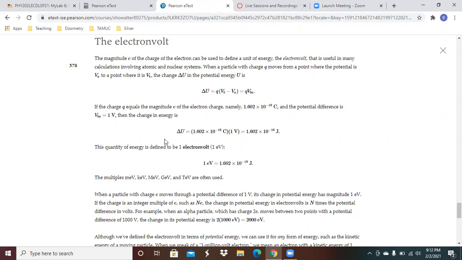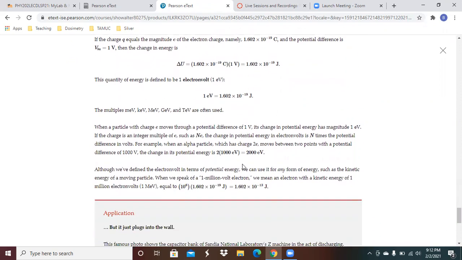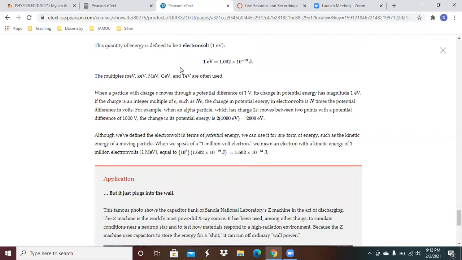If the charge Q is equal to the magnitude E of the electron charge and the potential difference is 1 volt, the change in potential energy here is equal to this. And that quantity is defined as the electron volt. A lot of times multiples of that are what is quoted.